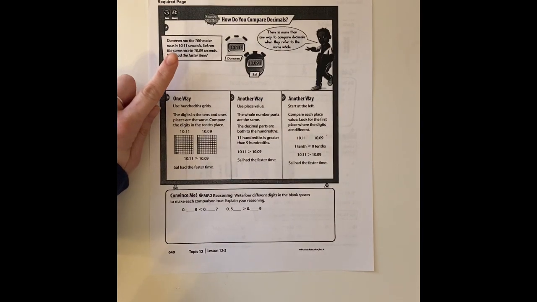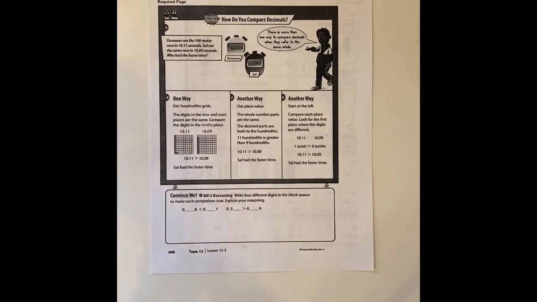Donovan ran the 100-meter race in 10 and 11 hundredths seconds. Sal ran the same race in 10 and 9 hundredths seconds. Who had the faster time?